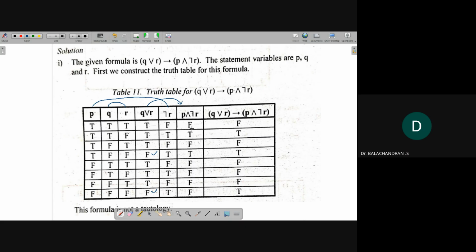So P implies Q. Consider this is P, this is Q. So P implies Q is false only if P is true and Q is false. So check it: T F gives F, T T gives T, T F gives F, F T gives T, T F gives F, T F F, T F F, F F gives T. Okay, so if you have any doubt up to this, you can ask me. But from this, you can easily tell this is not a tautology, because it is a mixture of T and F.